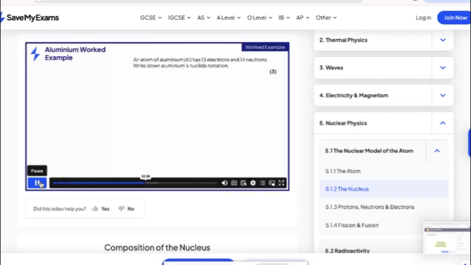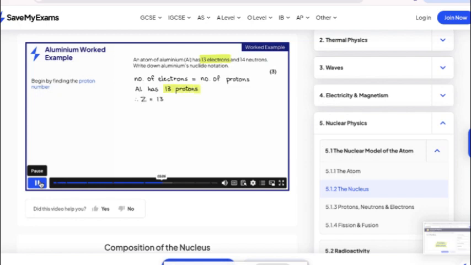An atom of aluminium, Al, has 13 electrons and 14 neutrons. Write down aluminium's nuclide notation. So, this question is worth 3 marks. We'll start off by finding the number of protons. This is equal to the number of electrons, which we've been given. We have 13 protons.